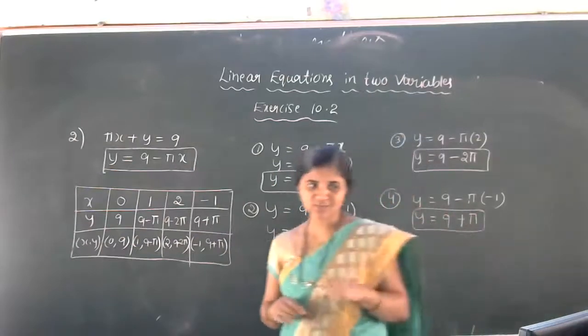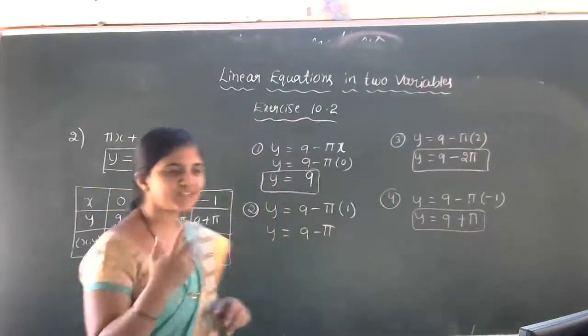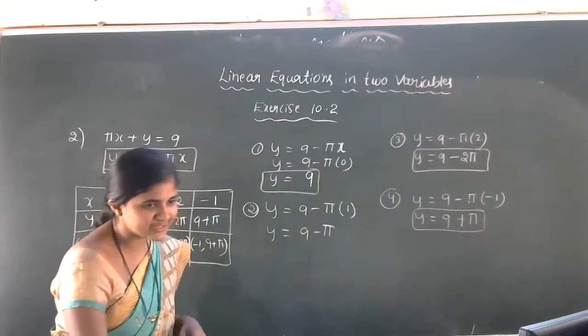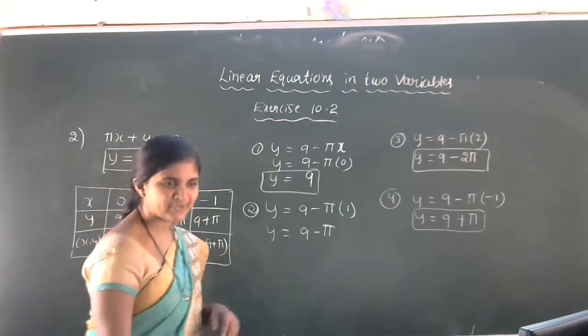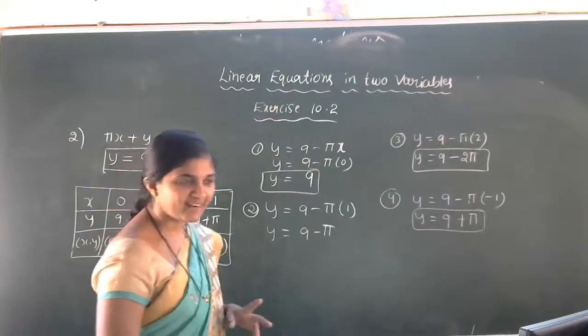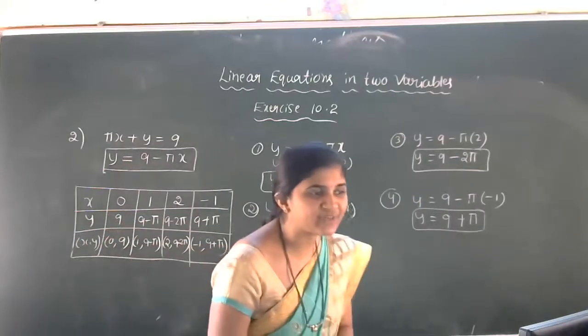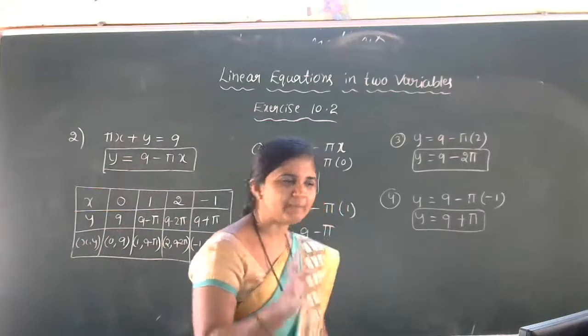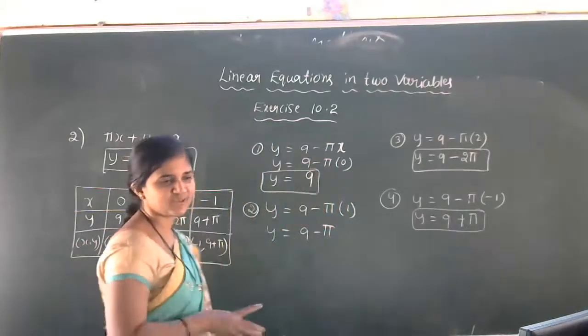Did you get the same solutions? Yes, got the same solutions, students? Or some students, I think, have substituted pi is equal to 22 by 7. Don't do that, okay? Pi only here, in linear equations in two variables.